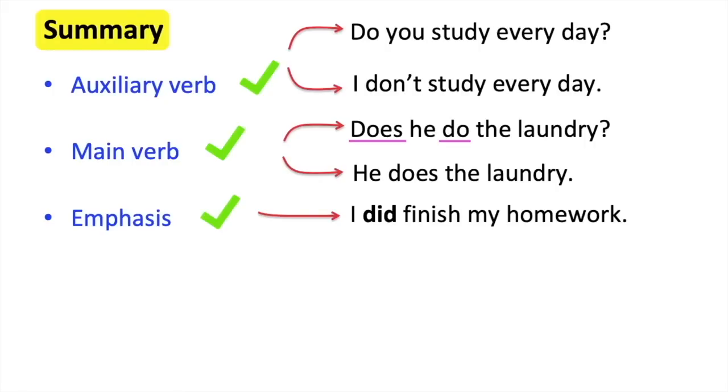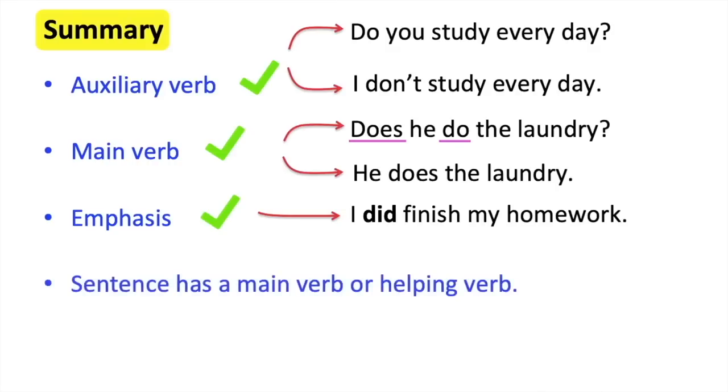It's important to remember that if a sentence already has a main verb or a helping verb, then we don't need to add the verb do. For example, I can swim. So the helping verb in this sentence is the modal verb can. So I wouldn't say, I do can swim. The sentence is correct as it is. I can swim.